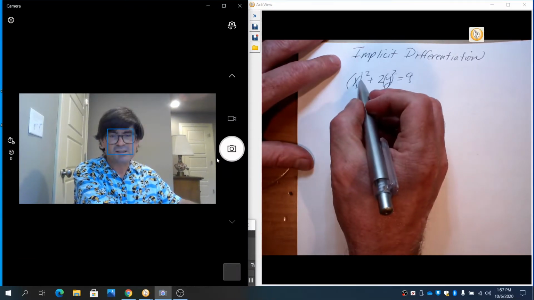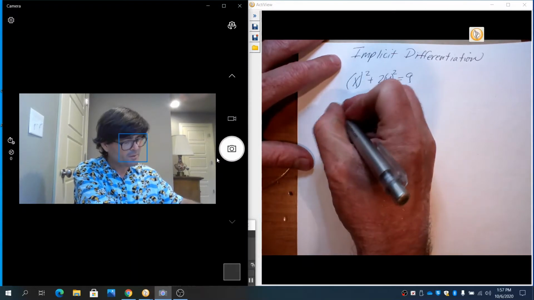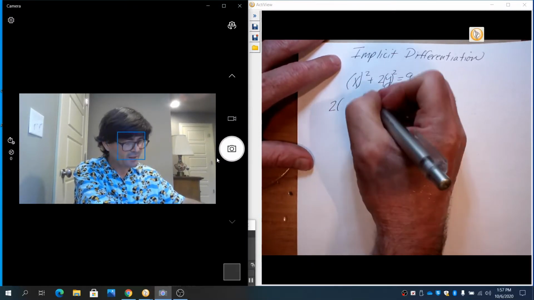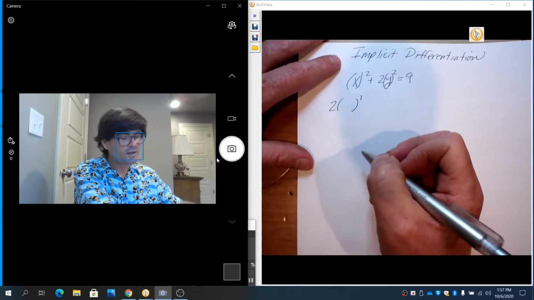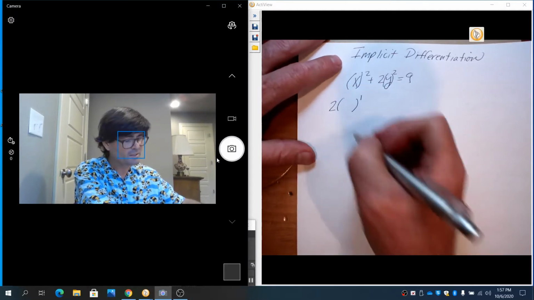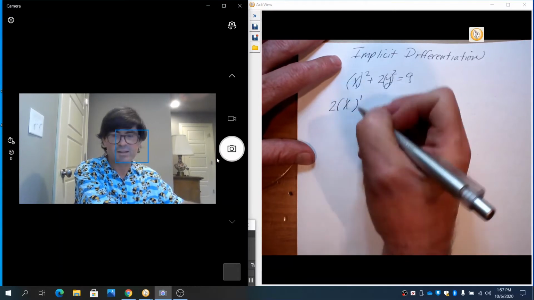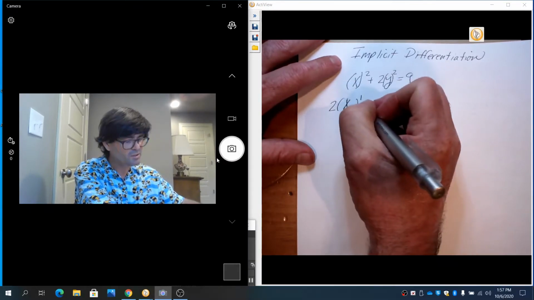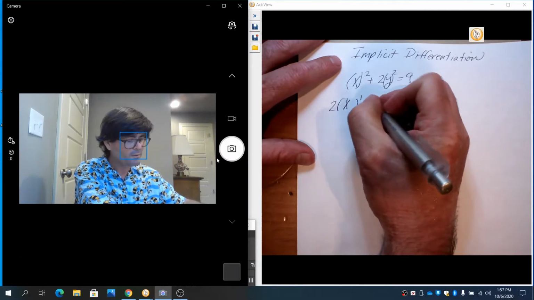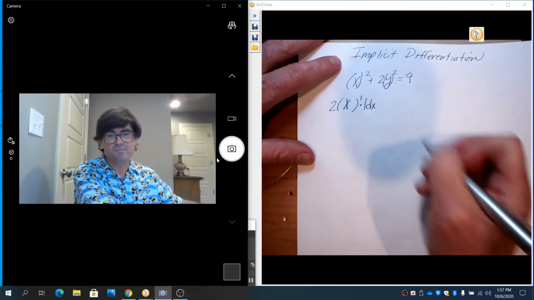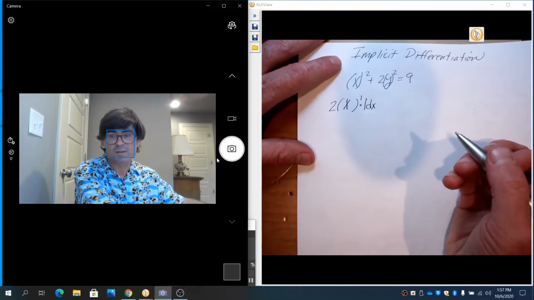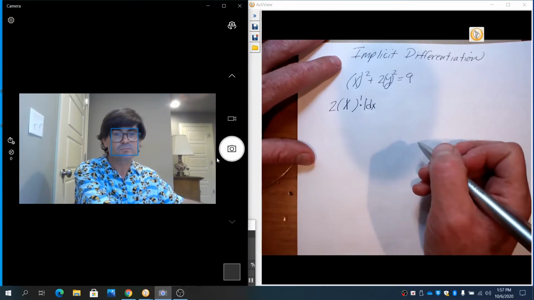So for x to the second, the first step is you take the derivative of the outside. The second step of the chain rule is you leave the inside untouched right there. And then the third step of the chain rule is you multiply by 1 dx. So the derivative of x, typically we say it's 1, but it's 1 dx.